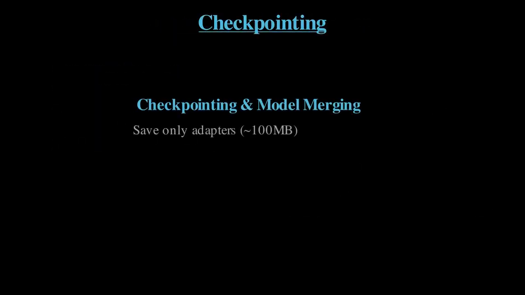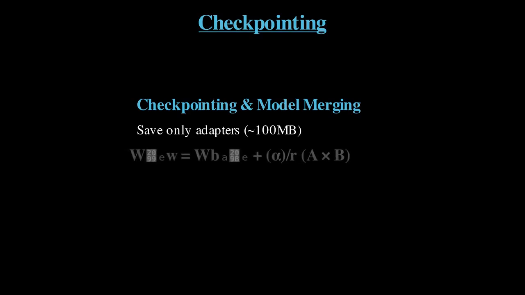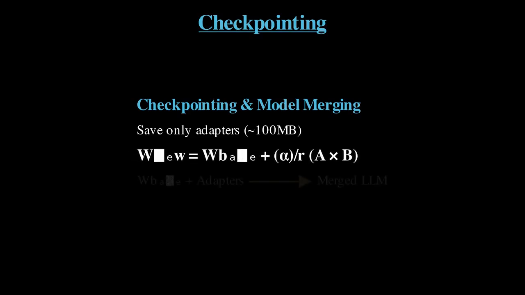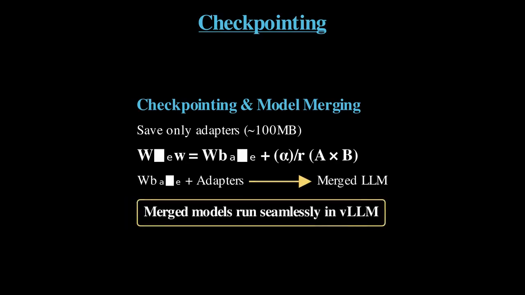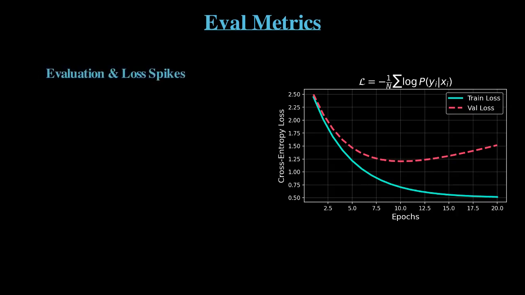Throughout training, saving checkpoints is vital. Unsloth integrates seamlessly with Hugging Face's trainer, but instead of saving a massive 16 GB model, you only save the LoRA adapters, which are typically under 100 megabytes. If you need a standalone model for deployment later, Unsloth supports model merging. It mathematically adds the LoRA weights into the base weights, yielding a new set of parameters, and exports the fully merged model.